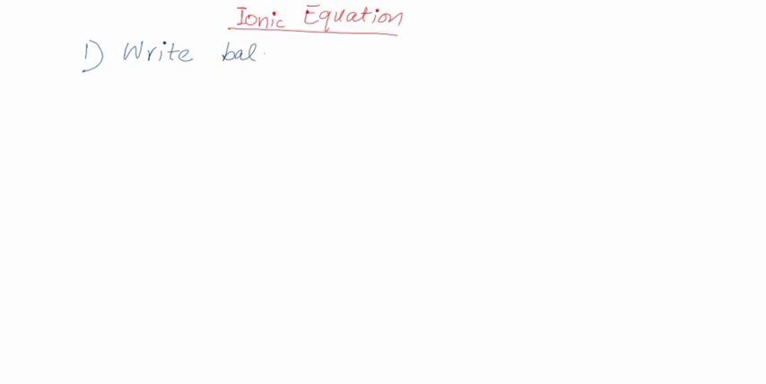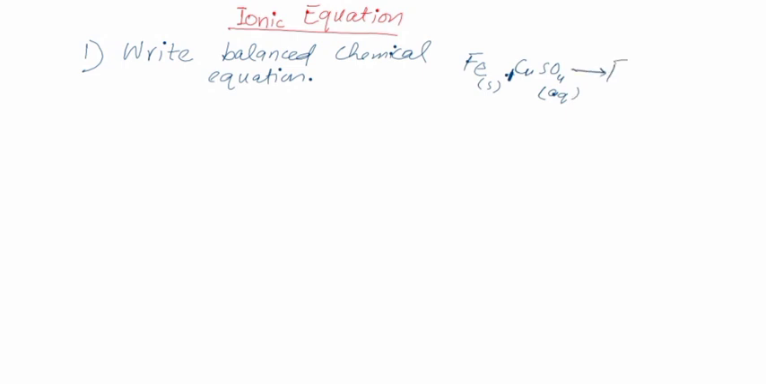What is an ionic equation? It has four steps. First is to write the balanced chemical equation. Balanced chemical equation means it has the same number of atoms of the elements on both sides of the reaction. So here we have an ionic reaction in which we take solid iron and copper sulfate in aqueous solution form, and then what we get: iron displaces copper, you get iron sulfate, and we get copper as a solid.